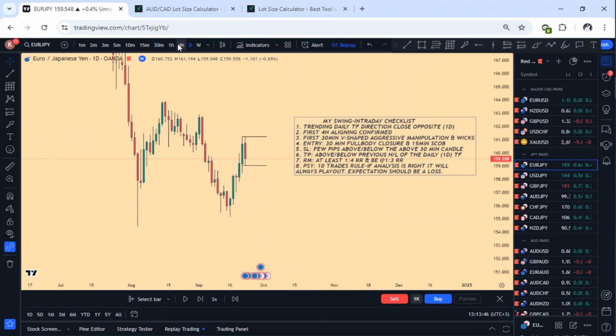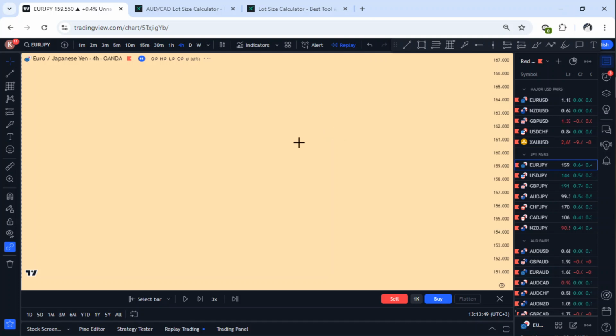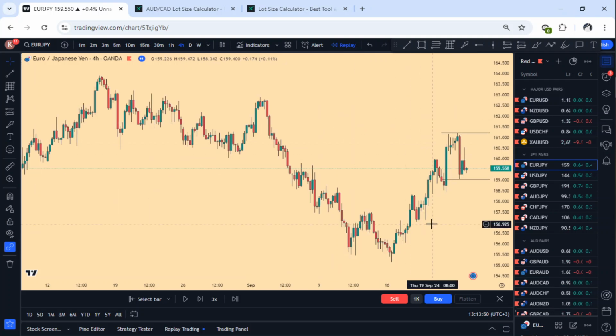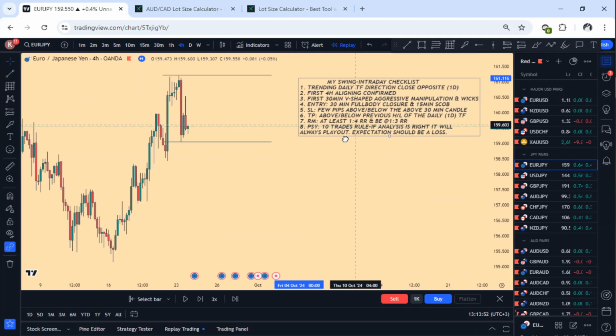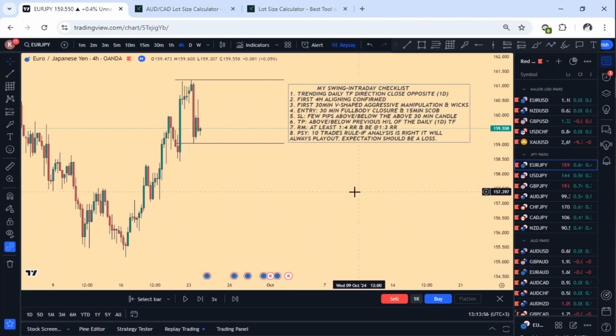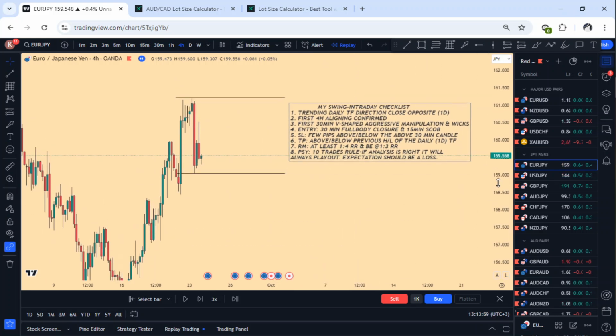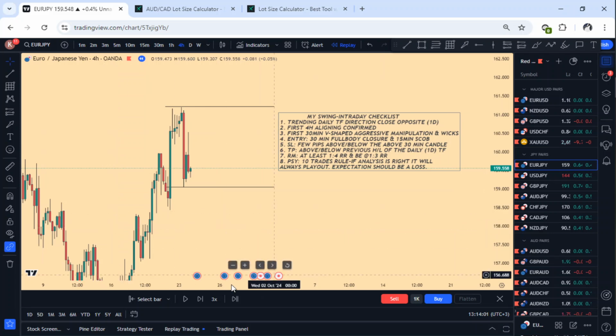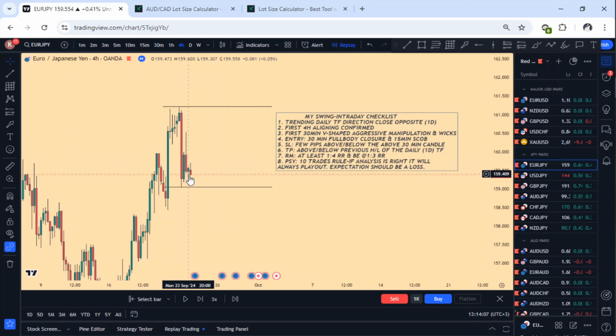Now we go to 4 hours and wait for alignments. Alignment means it has started taking the highs or the lows of the candles next to it in my direction. So like in this case, I'm expecting it to start taking candles in the up direction. So what does it do? It takes candles' highs.